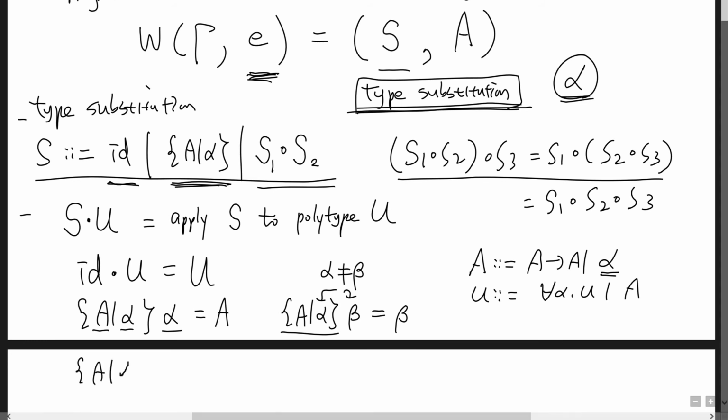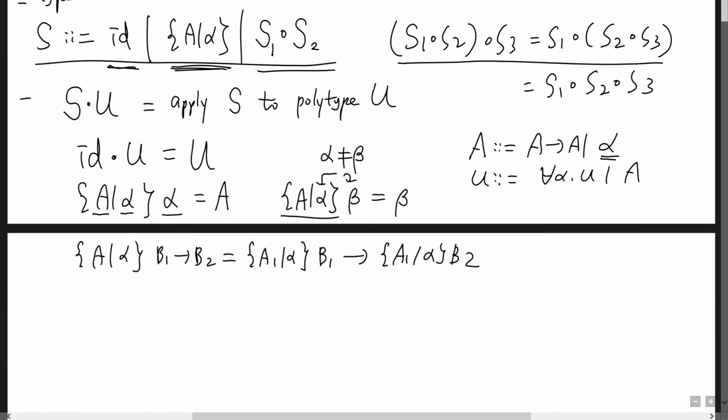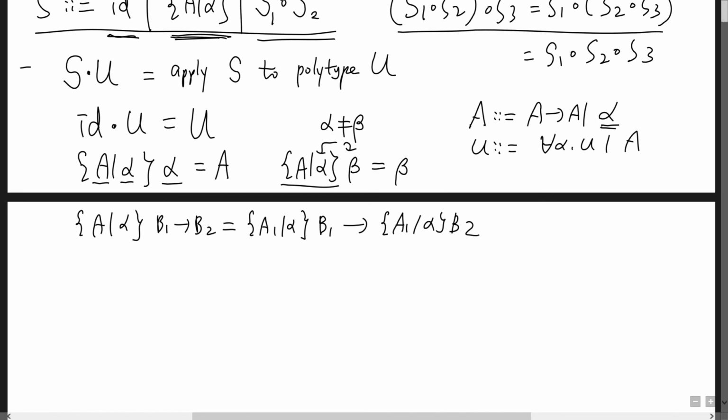What about the function type? In this case, we just propagate the substitution, the type substitution, into the individual components. A1 for alpha, B2. Now finally, we have to deal with this polymorphic type.